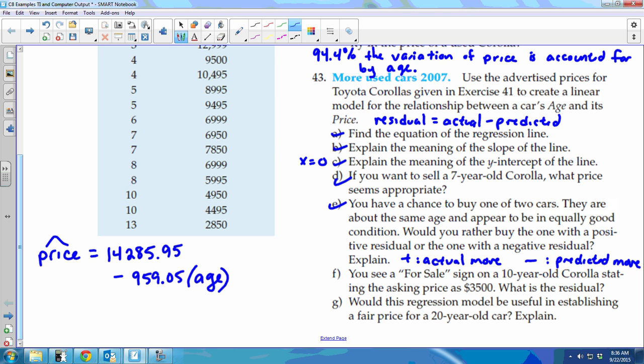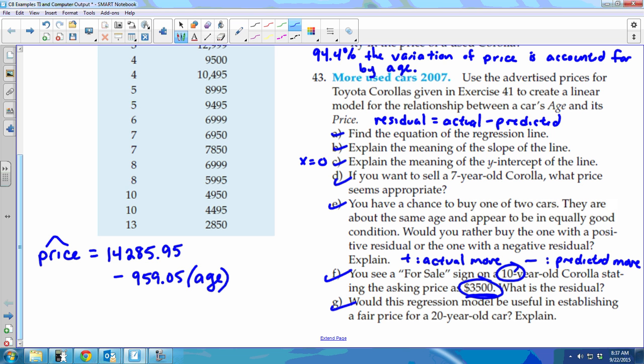Okay. F, you see a for sale sign on a 10-year-old Corolla stating the asking price is $3,500. What is the residual? So how would I calculate that? What would I have to do to get that answer? That's the actual price. So how would I find the predicted price? Just plug it in, right? And then I could do actual minus predicted to get the residual. Residual, remember, is actual minus predicted. So $3,500 is the actual price for this 10-year-old Corolla. So you take 10 years old, because we're using age as X. So we put 10 into the equation, and then we get a predicted price. And so we could do $3,500 minus whatever we got.